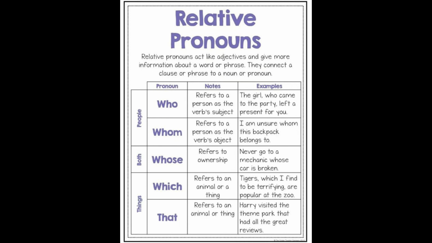Let's start with pronouns used for people. First up, we have who. It refers to a person as the subject of the verb. For example, the girl who came to the party left a present for you.